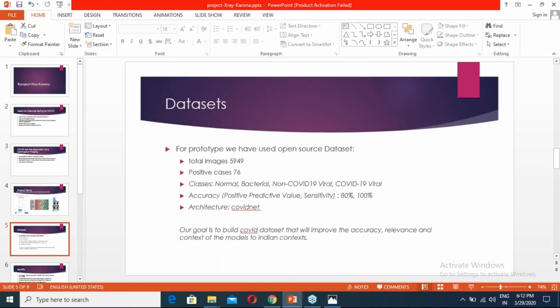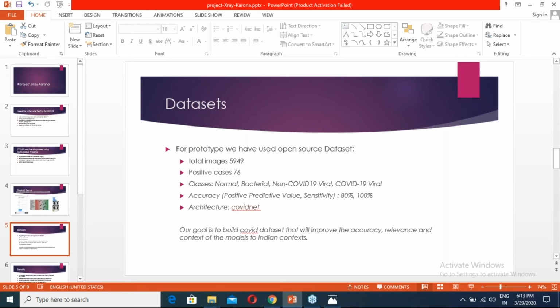The dataset that we used to train our model was the openly available COVID dataset. It had a total of 5,949 images, and the positive cases were 76. The accuracy for COVID prediction was 80%, and for positive prediction, that is an important metric. Thirdly, on the architecture, some technical detail is that we used COVIDNet, which has been released by Hong Kong. Our goal is to build a COVID dataset that will improve the accuracy, relevance, and context.